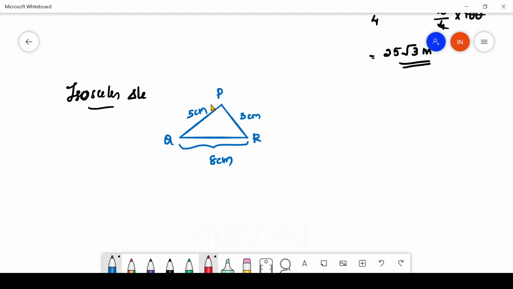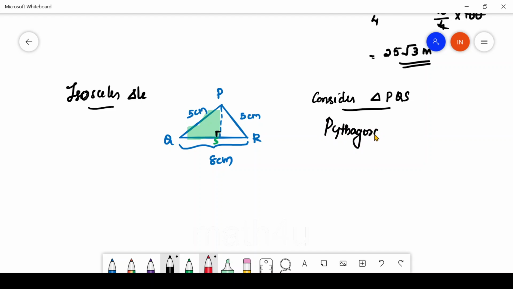For this, I'm going to construct a perpendicular from P to QR that meets at S. So this is the height of this triangle now. So I'm going to consider triangle PQS, and this is right angled at S, right? So I'm going to apply the Pythagoras theorem.